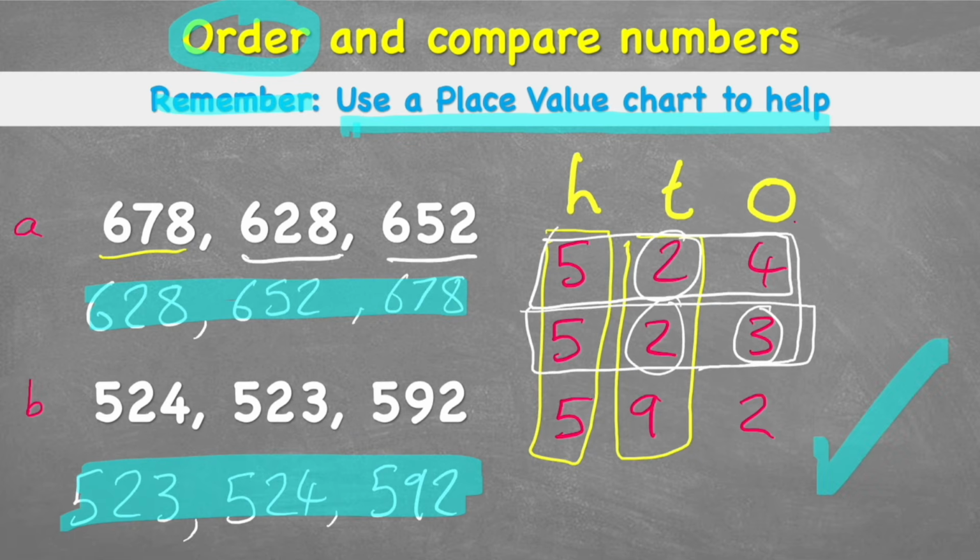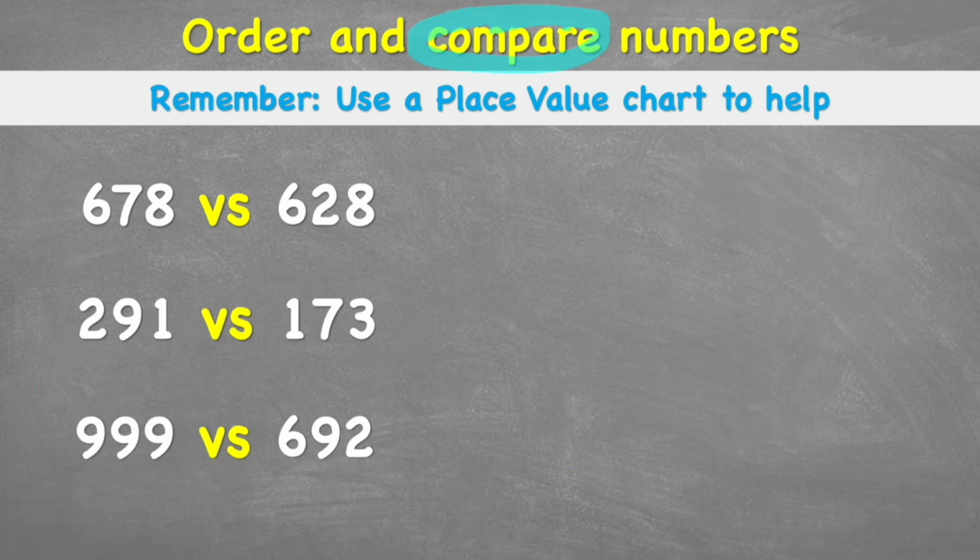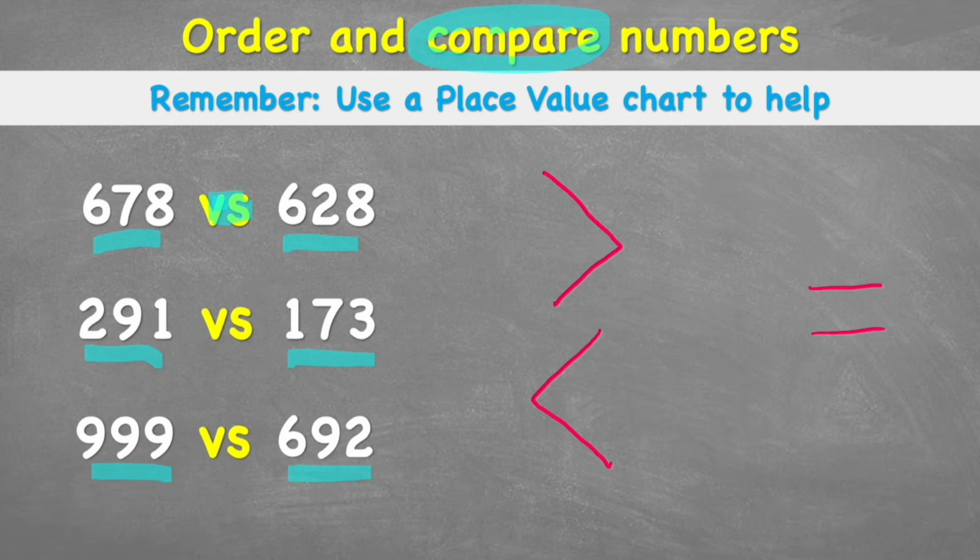So that's ordering. Let's have a little look at comparing, and I'm going to compare these sets of numbers. You can see I've got this little versus sign here. Now when it comes to comparing, we're going to learn three very important little symbols. We're going to learn this symbol here, which means greater than. We're going to learn this symbol here, which means less than, and we're going to learn the equal sign. So first of all, why does this mean more than or greater than? Well, that's because any number on this side will be bigger than any number on this side.